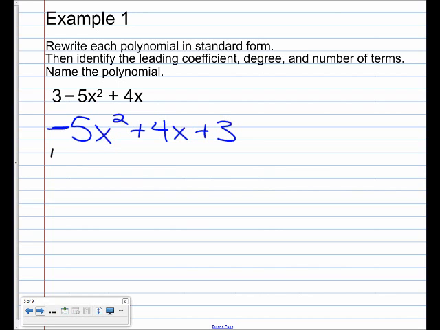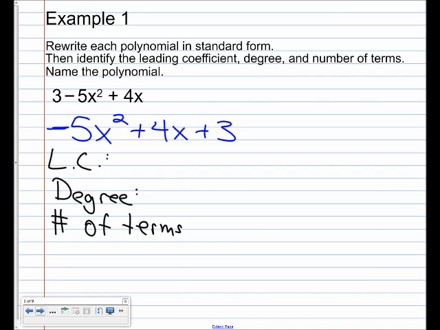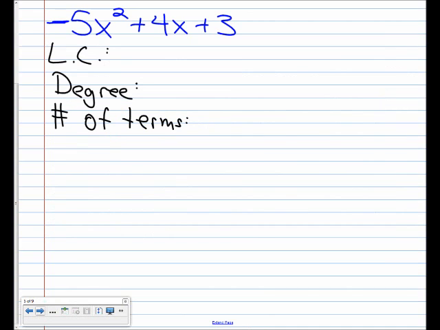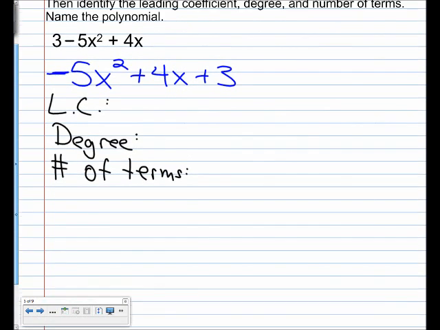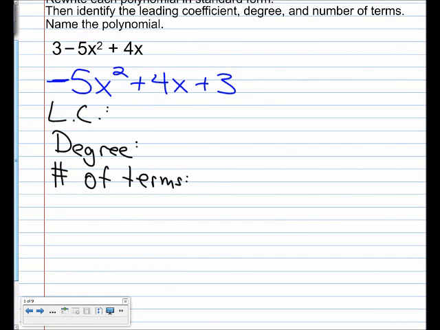The leading coefficient, the degree, and then ultimately we're going to name it. So we also need the number of terms. I'll let you think about it for a few seconds, and I'll call on somebody to tell us these things. So think about it. What's the leading coefficient? What's the degree? What's the number of terms? Joseph, what do you got for me?